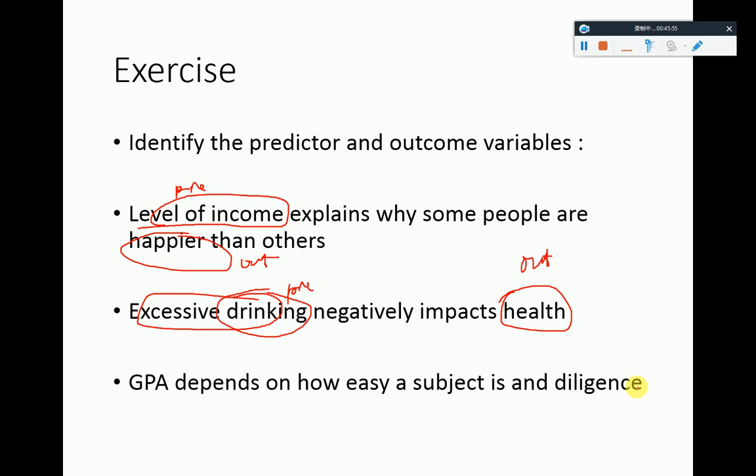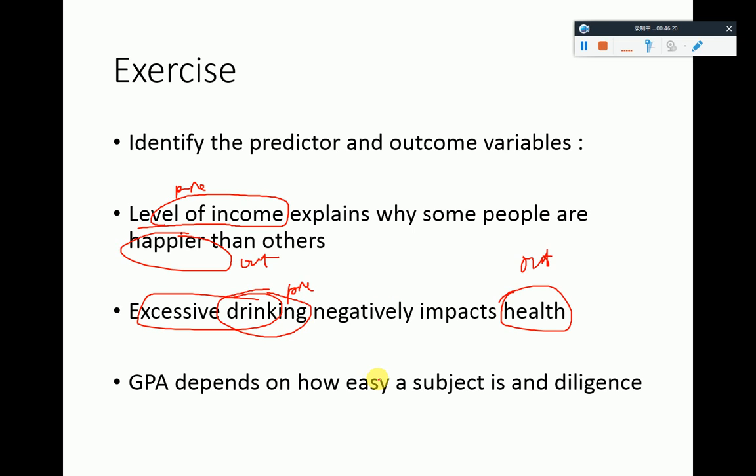Lastly, GPA depends on how easy a subject is and how diligent you are, how hardworking you are. This one is a little tricky, and I lied a little bit when I said in each sentence there are only two variables, because here there are actually three variables. That's the first trick. The second trick is this sentence is framed differently from the previous two sentences.